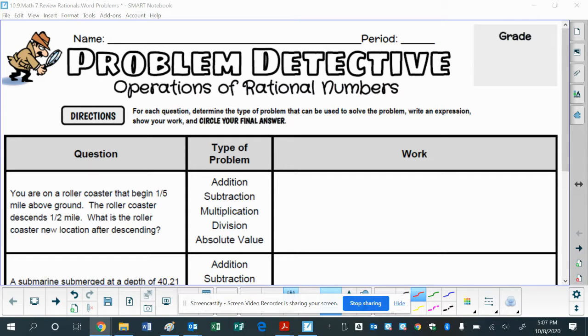Directions here, we're going to determine what type of problem it is. We're going to write an expression. We're going to show your work, of course, and then yes, we're going to circle our final answer.